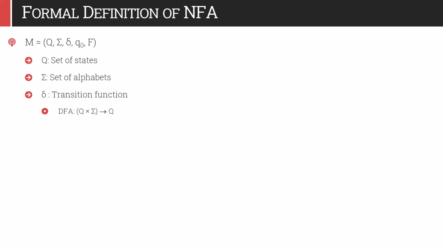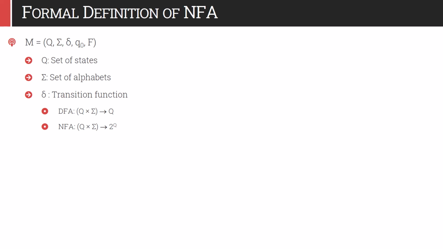Only a single state. Whereas in case of NFA, the output could be any subset of states. So ultimately it can be any set from the power set of the states Q. So the transition function would be from Q cross sigma to 2 power Q. 2 power Q is nothing but the power set. If you have any difficulty in understanding power set, I have already prepared a video. You can find the link in the description box.